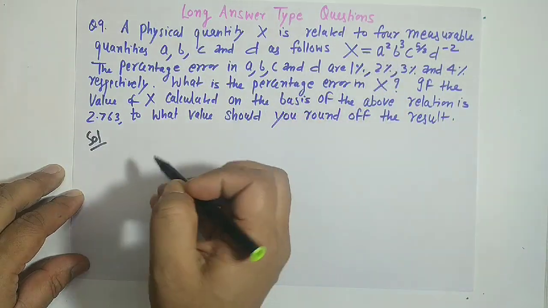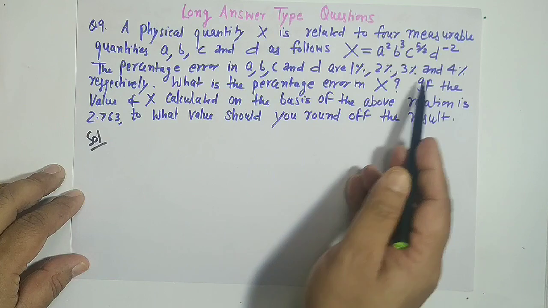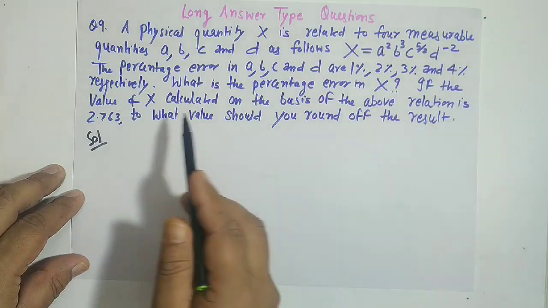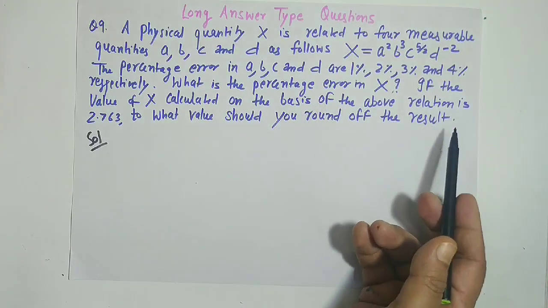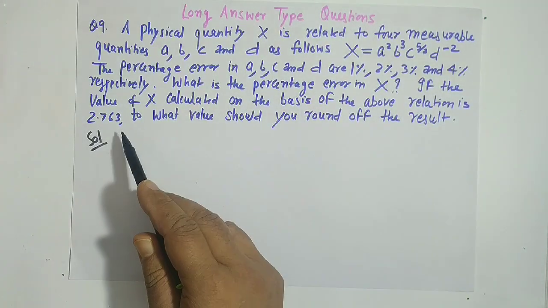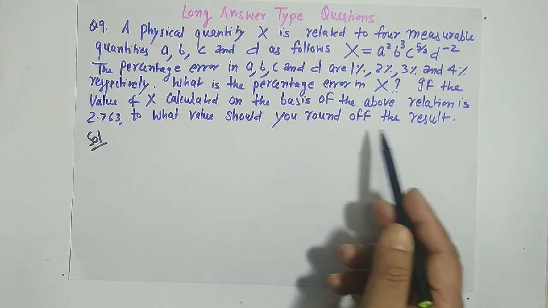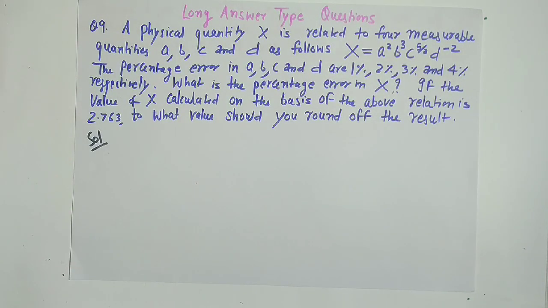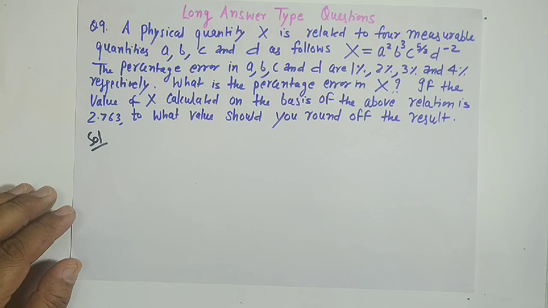X is given like this, percentage errors are given, and then you can easily find the percentage error in X. If the value of X is calculated on the basis of the above relation, how do you round off the result? For this one, we are going to calculate how we round off. So first we are going to calculate the error.